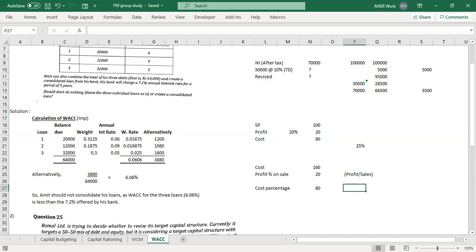Now, cost percentage formula, can I say cost divided by sales? Yes, correct. Now that I have cost divided by sales, and also the value of cost, can I calculate sales now? I have cost value, I have cost divided by sales, I need to calculate the sales. You calculate and tell me how much is the sales, please. So cost divided by sales is equal to 0.8. 80% means 0.8. And cost you have 160.